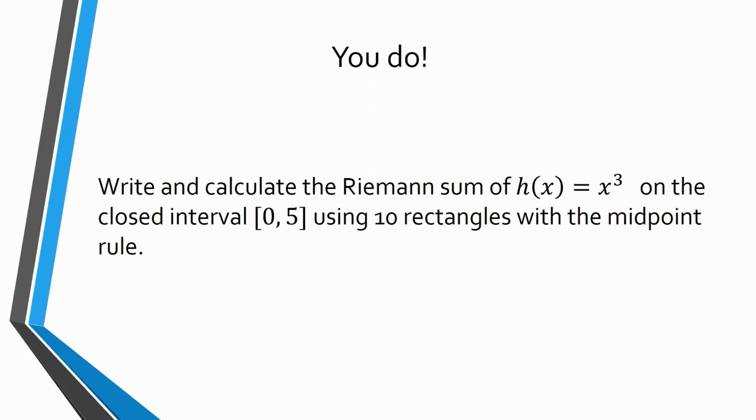I would like you to push pause on the video and try this problem. Write and calculate the Riemann sum of h of x equals x to the third on the closed interval from 0 to 5 with 10 rectangles using the midpoint rule. Go ahead and try that on your own. In the next video, I'll do it.